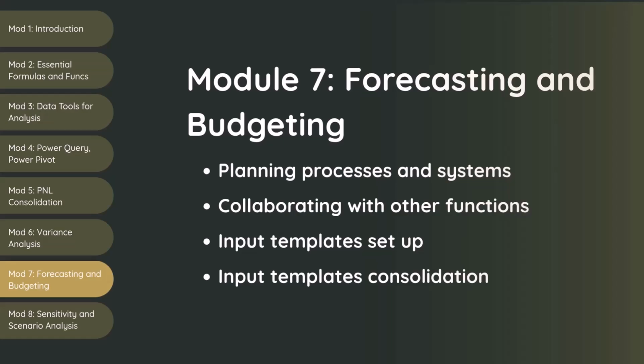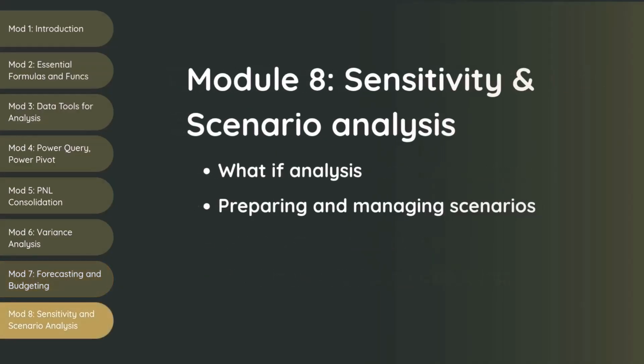Module 8 is about sensitivity and scenario analysis. This is where your FP&A skills reach the strategic level. Once you've built your first cut forecast, management will inevitably ask you, what if sales grows by 2%? What if the inflation is lower than expected? What if exchange rates move in our favor, etc.?